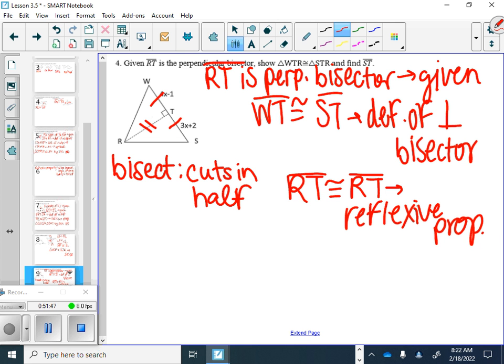Before we get there, I need to decide at this point if it's going to be side, side, side, or side, angle, side. Is there anything telling me that RW and RS are going to be congruent to each other? No. Nothing in here is telling me that those can be congruent, which means I need to find an angle. Nate is saying that this angle right here is 90 degrees. Tell me why.